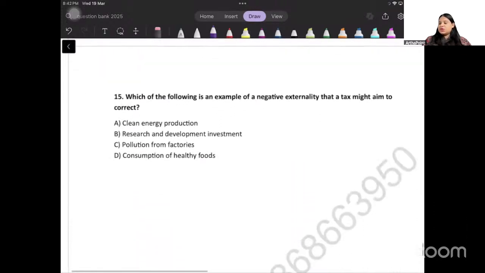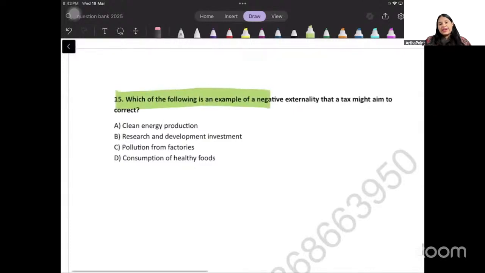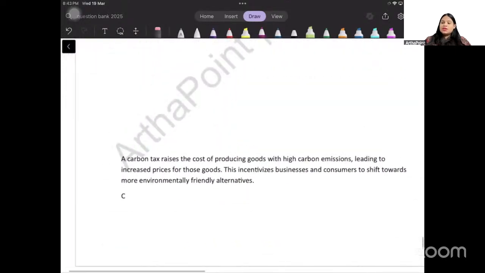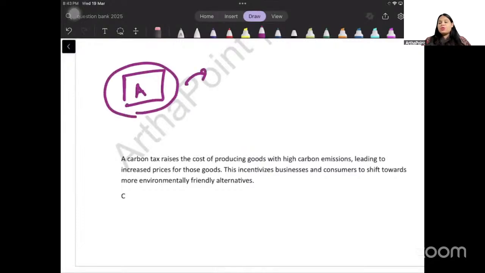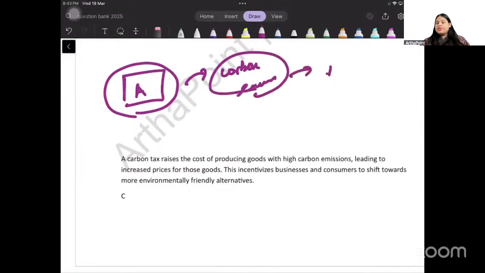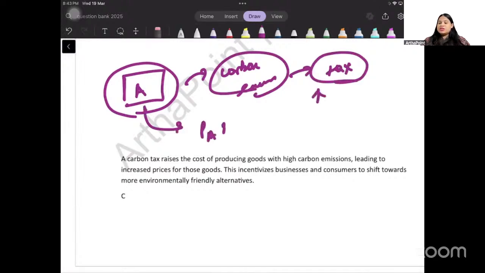Okay, last question. Which of the following correct due to tax? So suppose I am producing product A. When I produce this product, there is carbon emission. मैं कुछ कार्बन डाइऑक्साइड प्रोड्यूस कर रही हूँ. This causes me to pay tax. When I pay tax, the price of this product increases, right? So therefore, you will pay higher price.